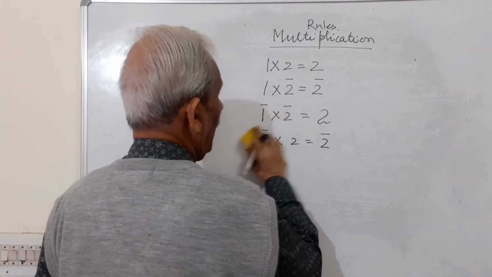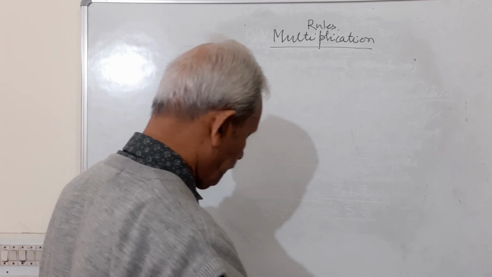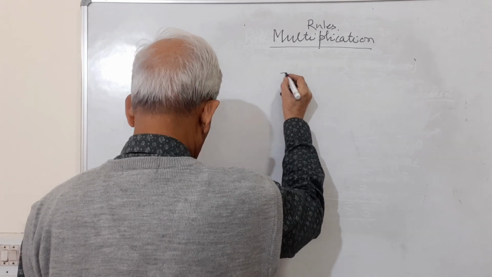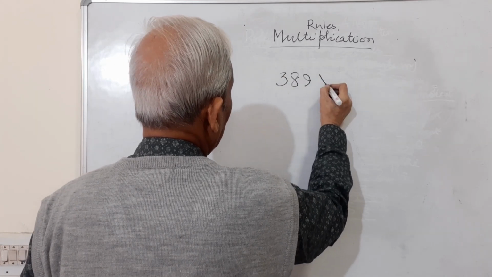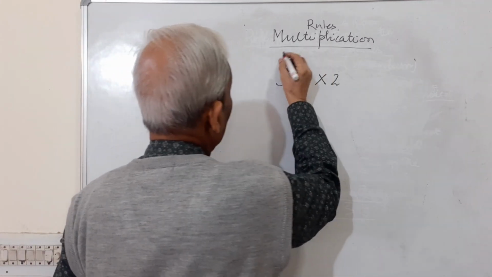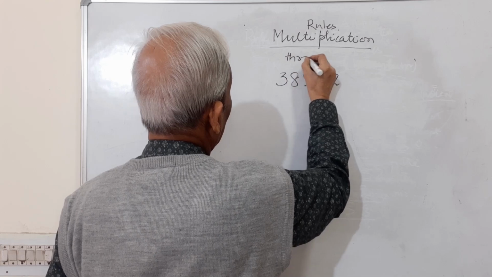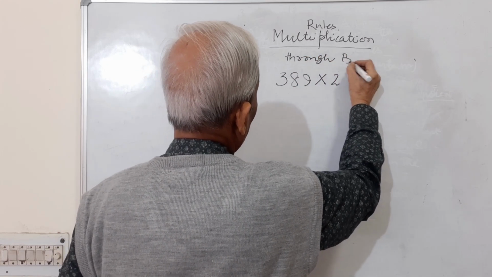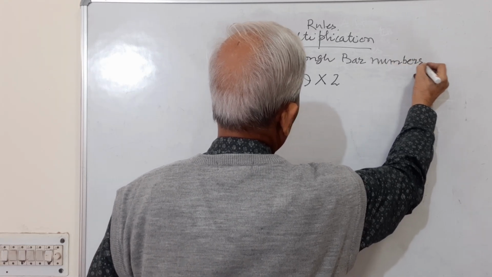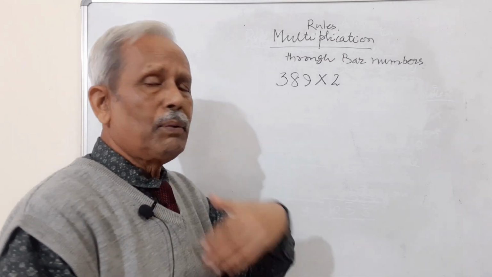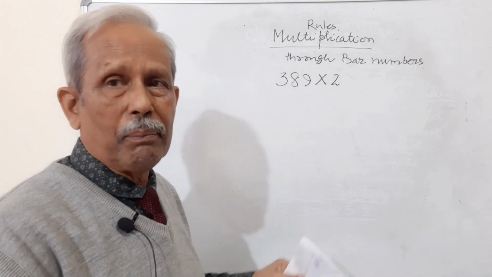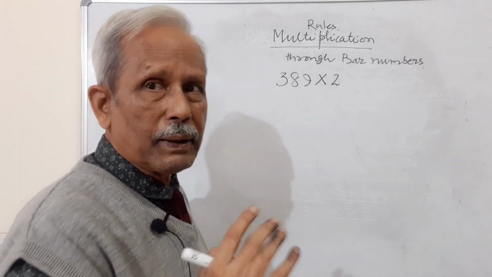So we'll do now the case of multiplication. Let us multiply 389 into 2. Now remember one thing: I can do multiplication through bar numbers. Wherever it is applicable, it is beneficial for us, we'll do that, but we are learning it now. It's not necessary that everywhere you have to convert it into bar numbers and then do it. In certain cases, we may have to do it when the number is very big, but at least we shall understand how to do it.